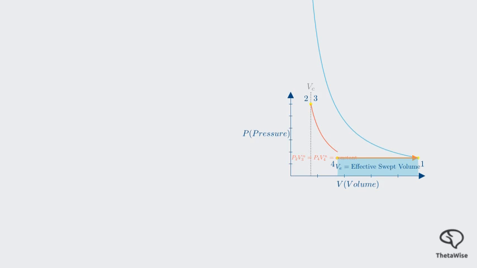The volume increases from V4 to V1. The key takeaway from this diagram is the volume of air actually drawn in during the suction stroke, VE. This volume, from 4 to 1, represents the effective swept volume of the compressor, and it's what we need to calculate to find the free air delivered.